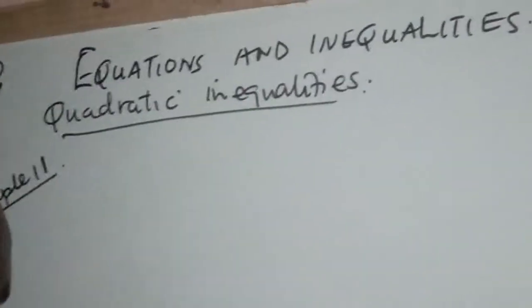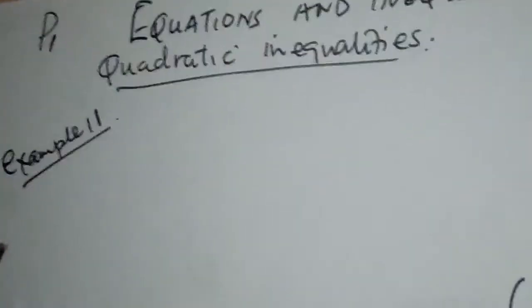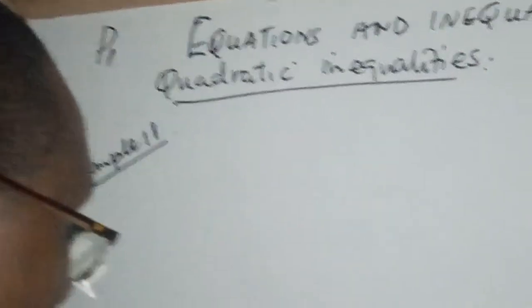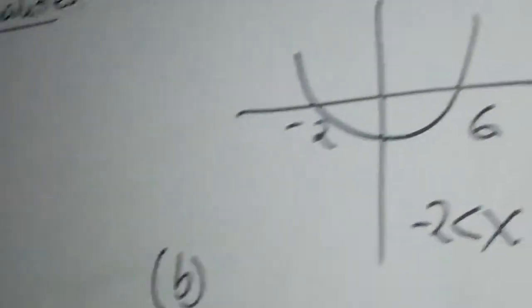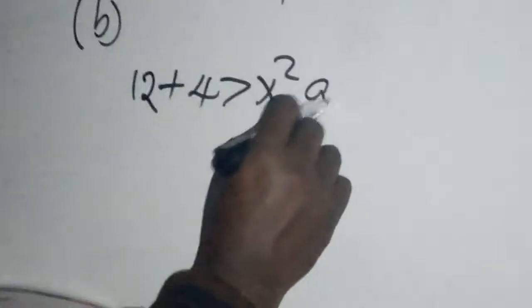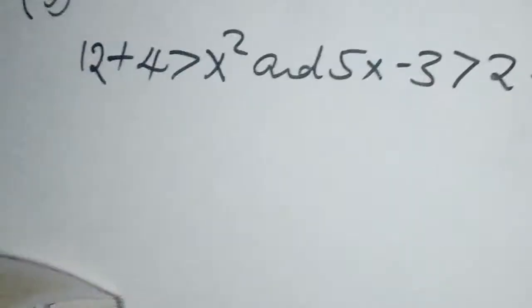We are going to look at example 12. But before example 12, I want to respond to example 10 part B, which says, hence find the set of values for which 12 plus 4 is greater than x squared and 5x minus 3 is greater than 2.